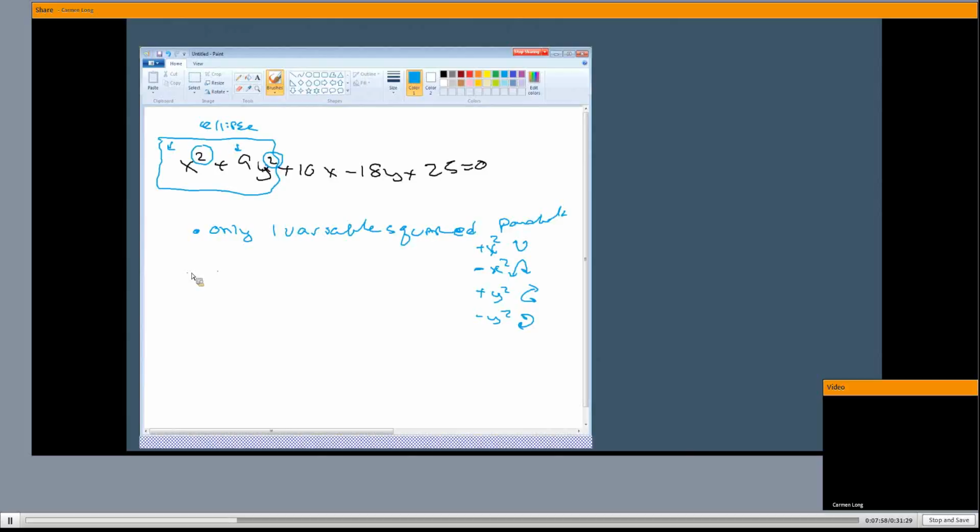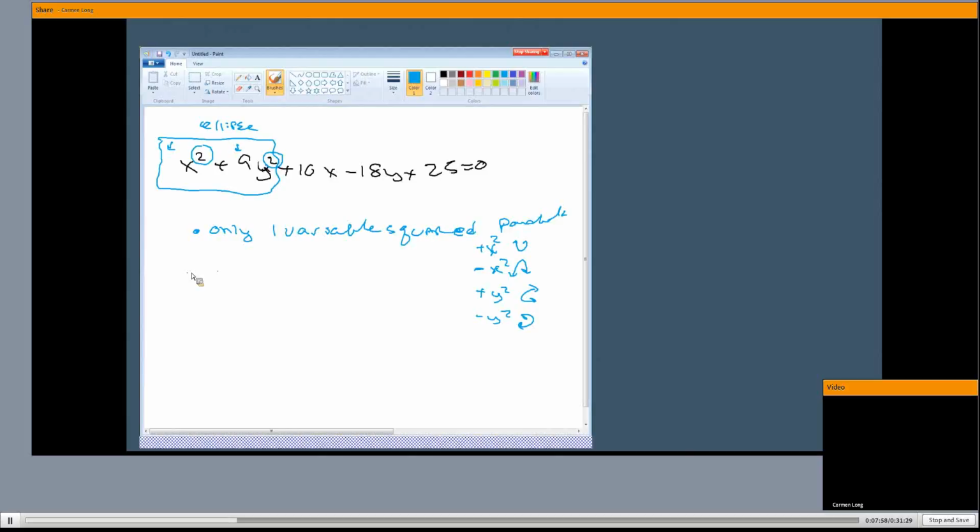Okay, so that would mean the coefficient of the x squared and the y squared. So it's kind of a process of elimination. All you have to do is tell what kind. That's pretty easy to do.